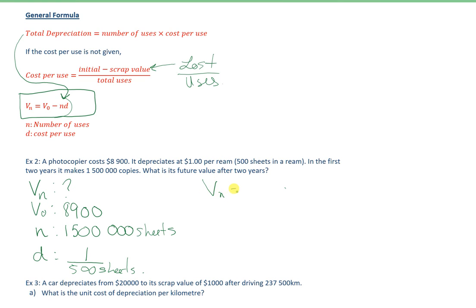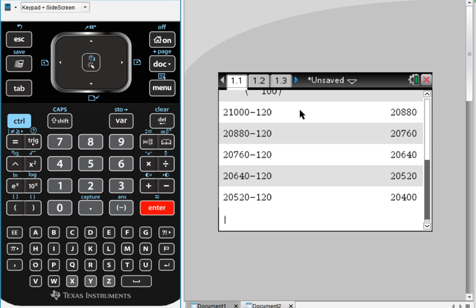So my Vn, that's my initial value minus the uses, so N, got all my zeros there, times my rate, my number per use. So I'm charged $1 per 500 sheets. Looking at this, if you want, you can cancel by hand. You'll end up with 3,000. If you're unsure, go to the CAS, putting in 5.